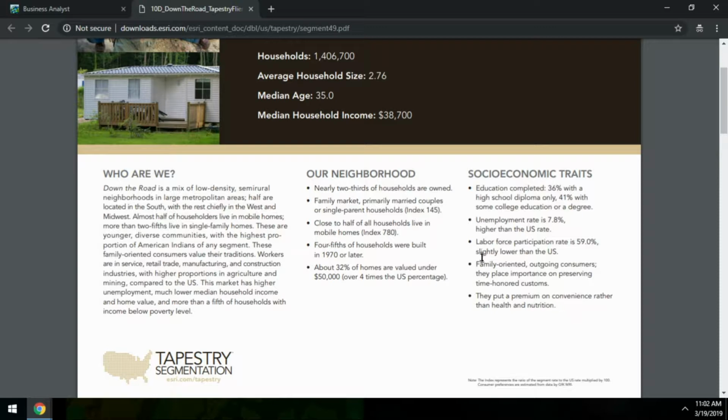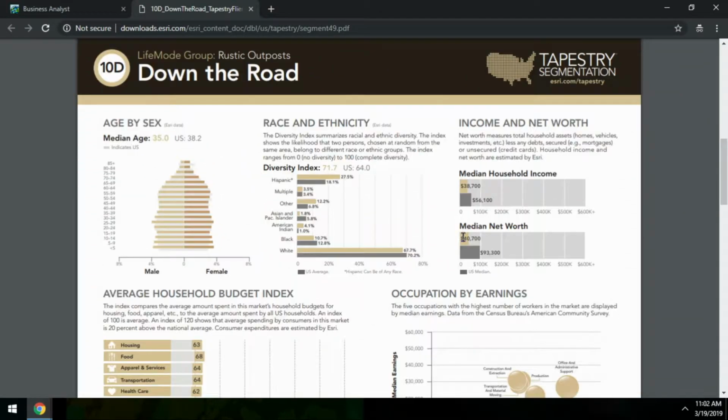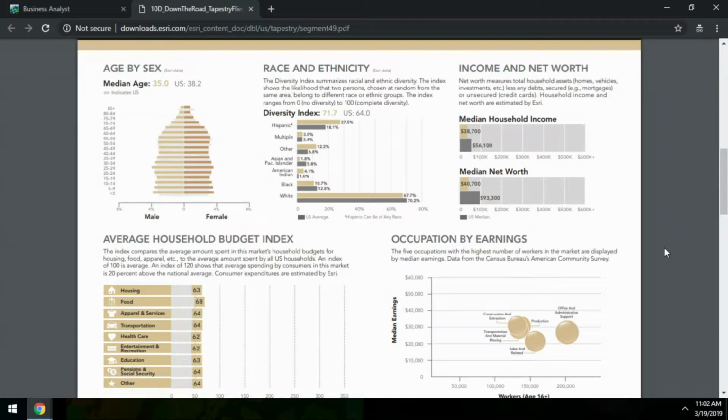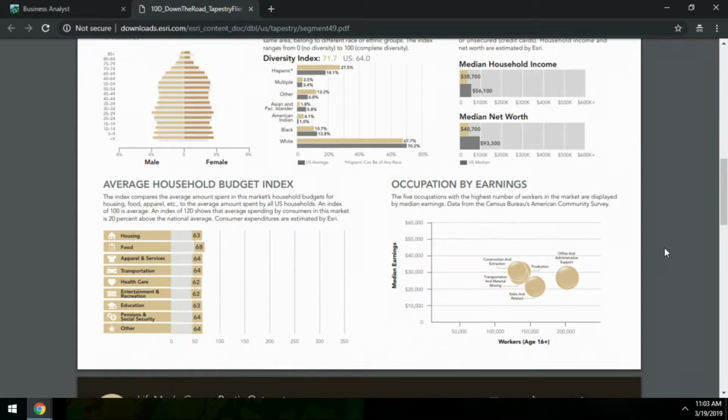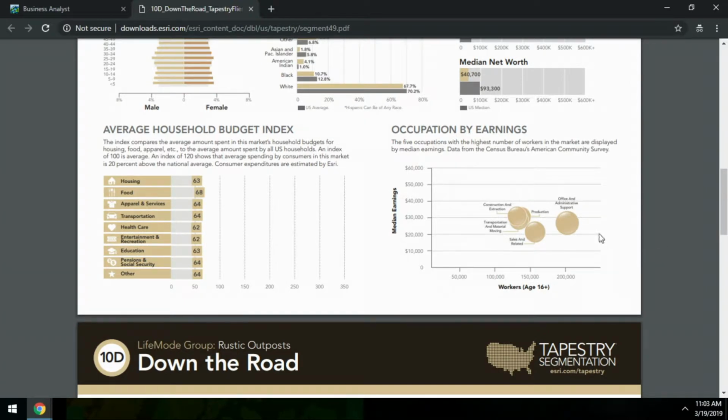We can also see that their family market is primarily married couples or single-parent households. 4/5 of the households were built in 1970 or later. So this is a community that has older houses. Now, we also have the more typical demographic information, such as the age pyramid, race, ethnicity, as well as workers' occupation. So the majority of people there work in office or administrative support.